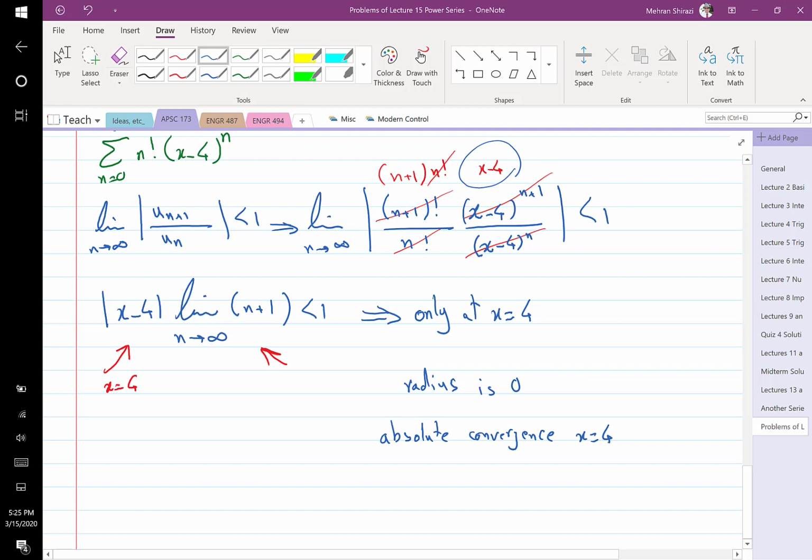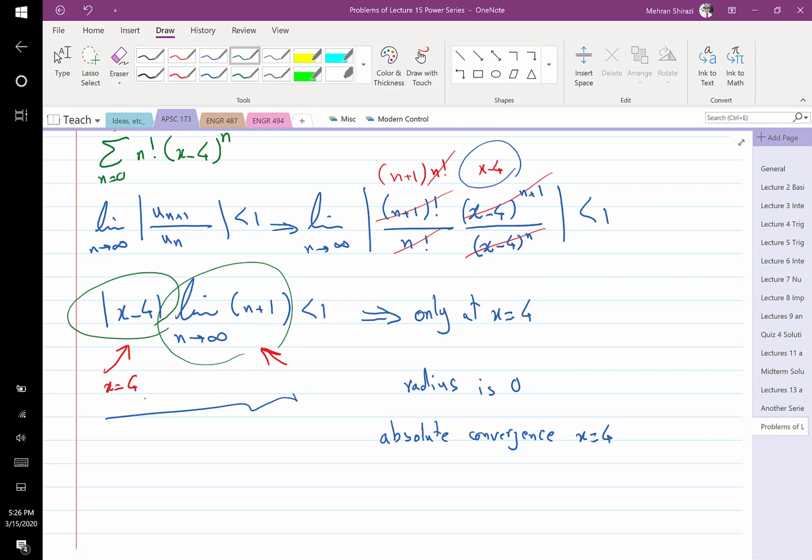Again, I repeat what I said about this limit. Pay attention, the limit is not on x. At x equals 4, the term on the left is absolutely 0. It's not the limit of x going to 4. We assume x is exactly 4. However, on the right side we have infinity. It doesn't matter. 0 times any number is 0.